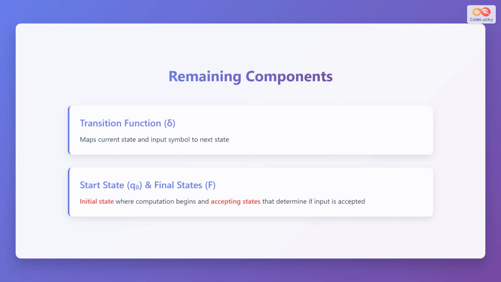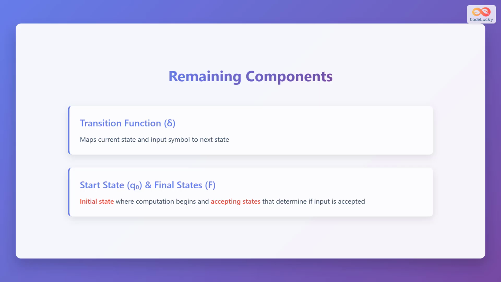Let's explore the remaining essential components of a finite automaton. Transition function, denoted by the symbol delta, is a crucial part. It defines how the automaton moves from one state to another based on the input symbol it receives. In simple terms, it maps the current state and the input symbol to the next state.